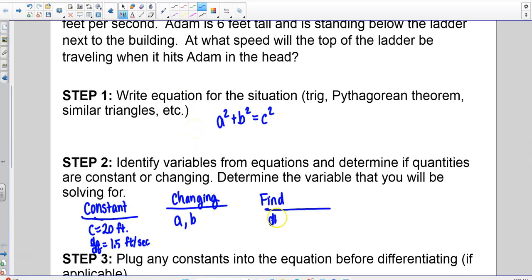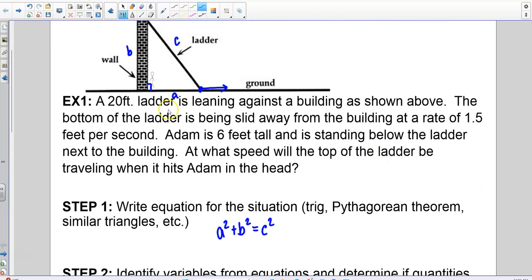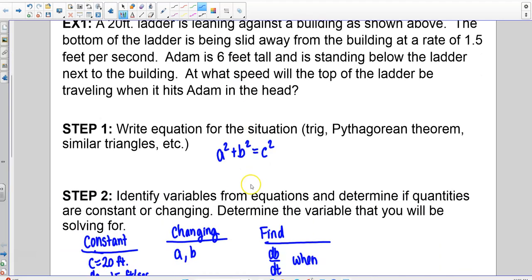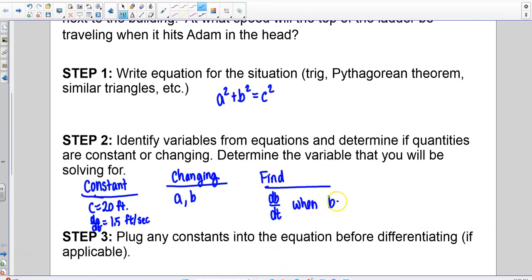We're going to say dB dt, and that's going to be when the ladder hits Adam in the head. And Adam is 6 feet tall. So it's going to hit Adam in the head right here whenever B is 6, right? So when B equals 6. Technically, because it's speed, we really want the absolute value of dB dt, if you want to go that far to worry about it, or you can just consider it there at the end.